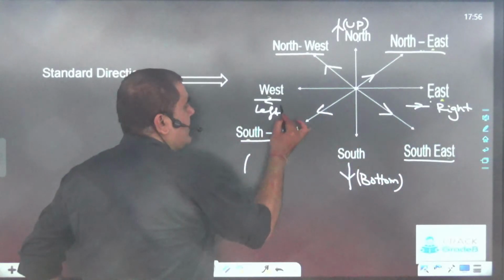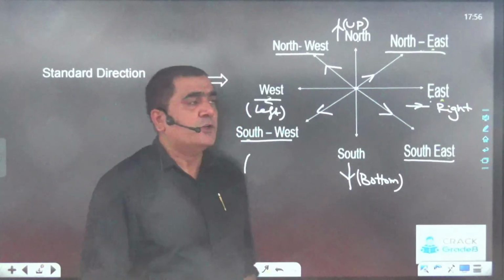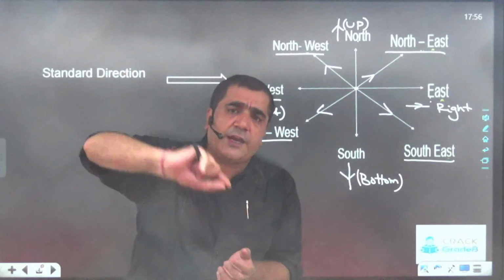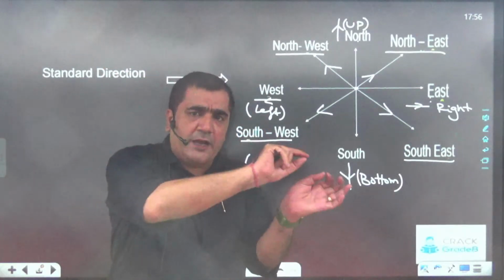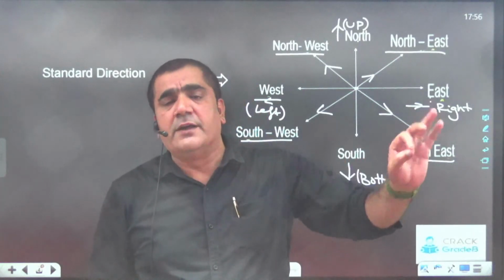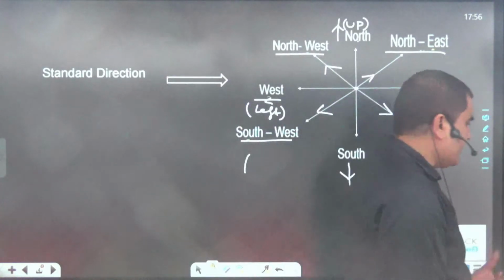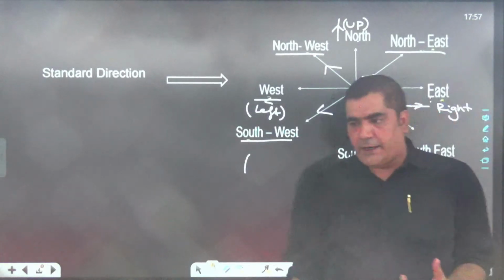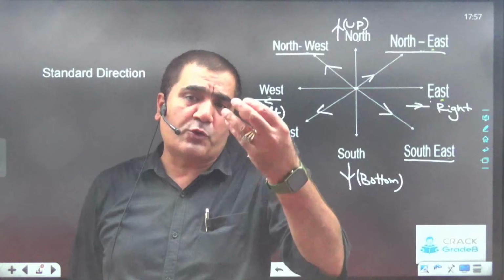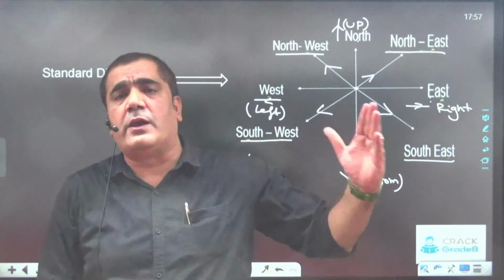Whenever you see any word called north or east or south or west, north always means you have to go straight up. East, you have to go straight right. For west, you have to go left. And for south, you have to come down. Clear, my dear? Because always remember, north always means you have to go up, south always means you have to come down, east always means you have to go right, west always means you have to go left.